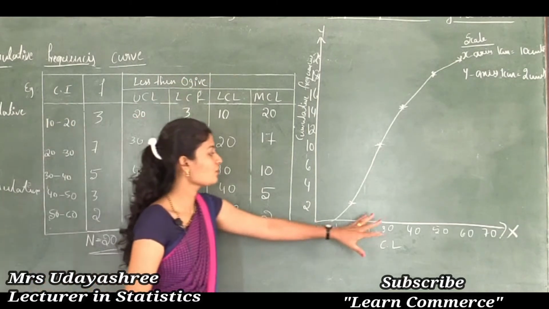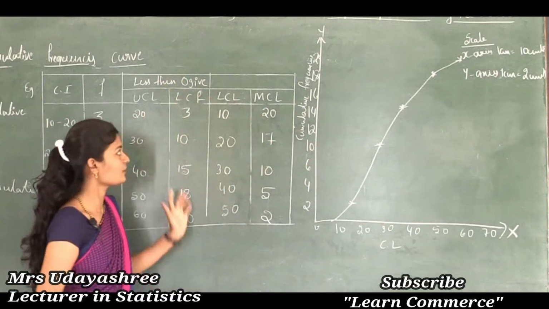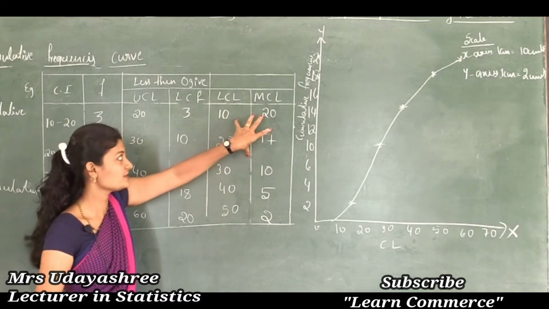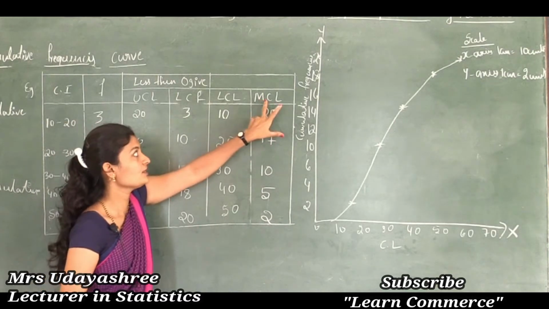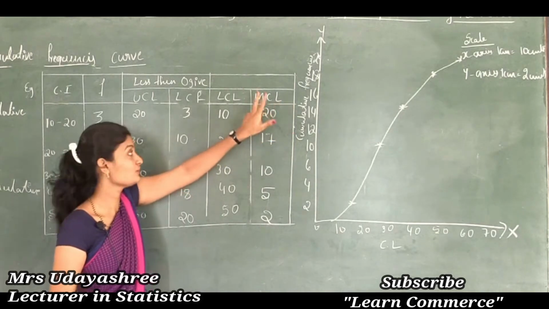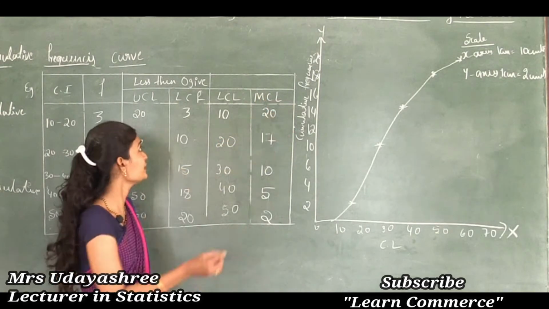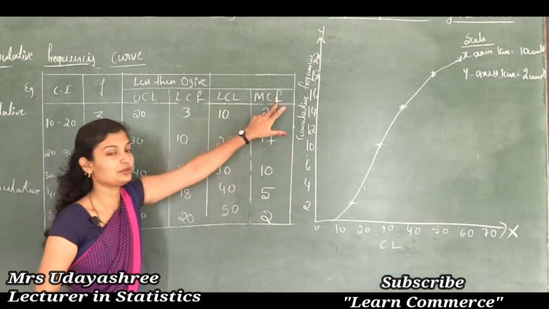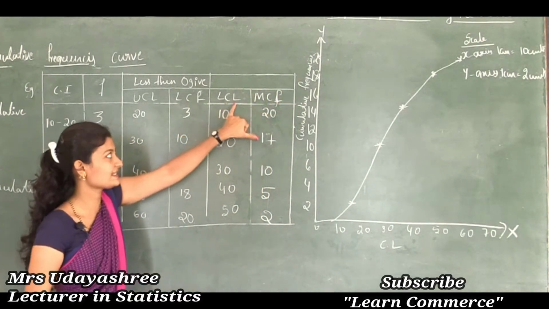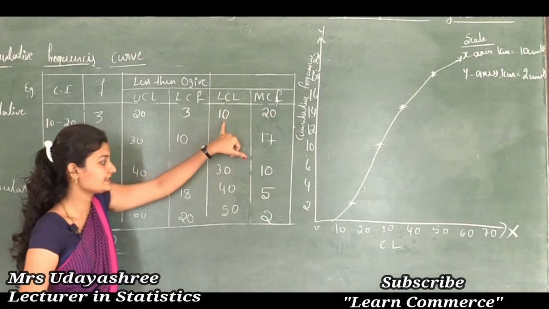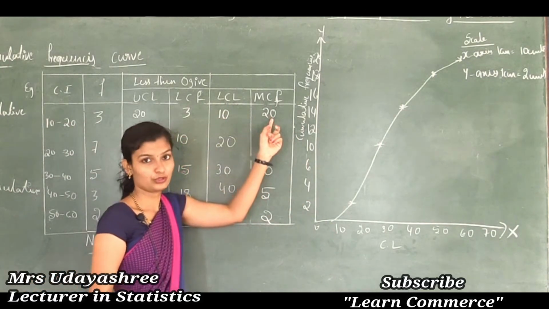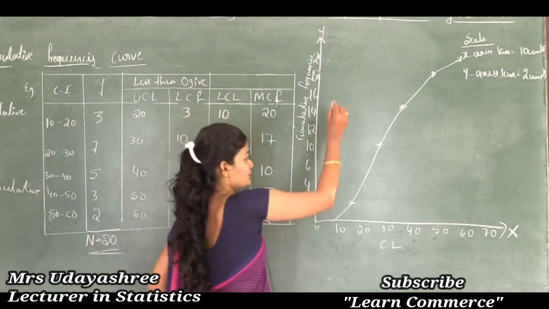Next, so this is all about less than ogive. See here one more frequency distribution is there. This frequency distribution is the more than cumulative frequency against lower class limit. So here the first class limit is 10. So 10 is here. For this corresponding cumulative frequency is 20. So 20 is here.